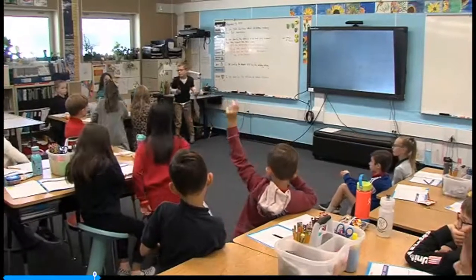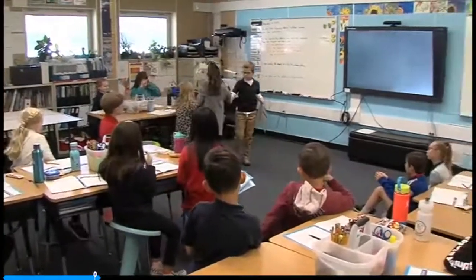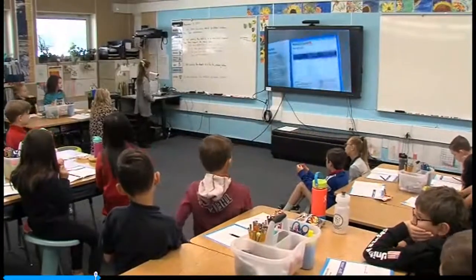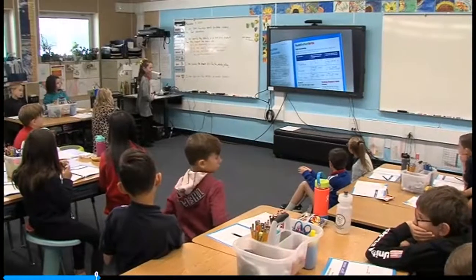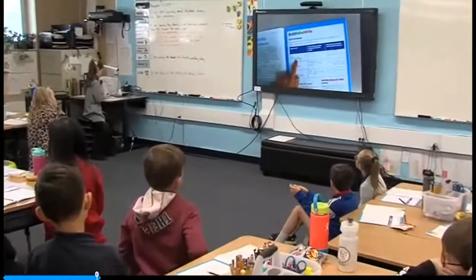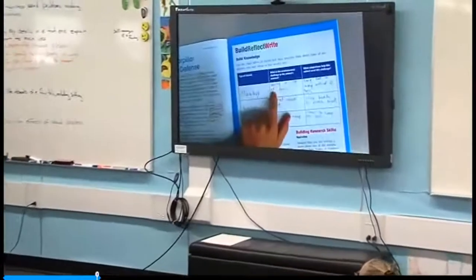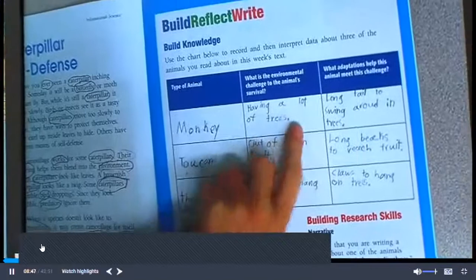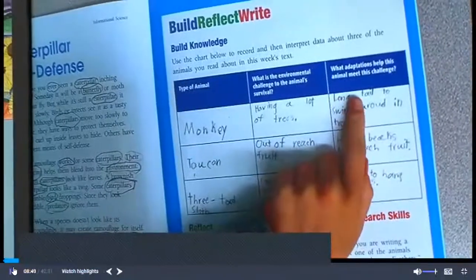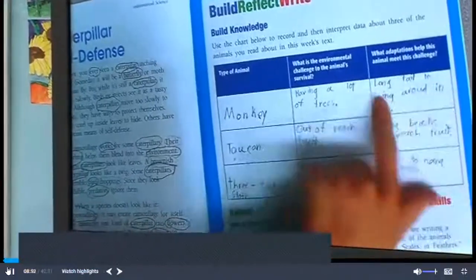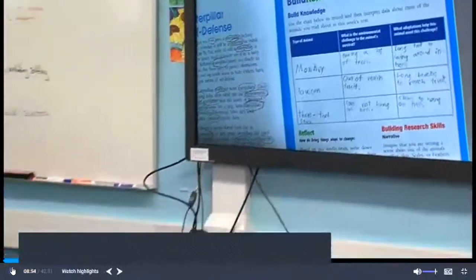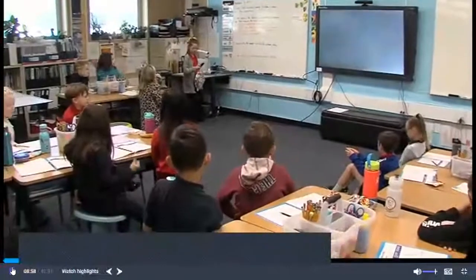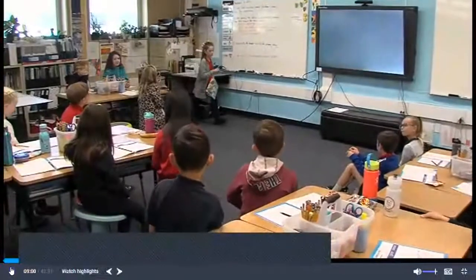Caitlin? I chose monkey, and having a lot of trees, and then monkeys have long tails to swing around in the trees to get around faster. All right, so they're able to take advantage of all those trees, and so they've adapted with its tail. Really strong work. You're going to bring a pencil.